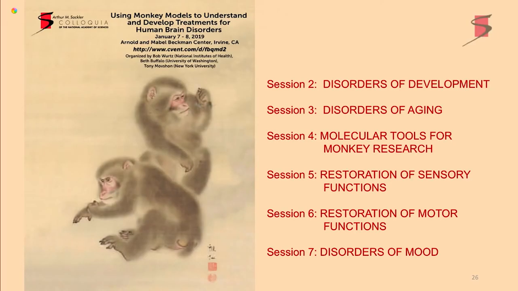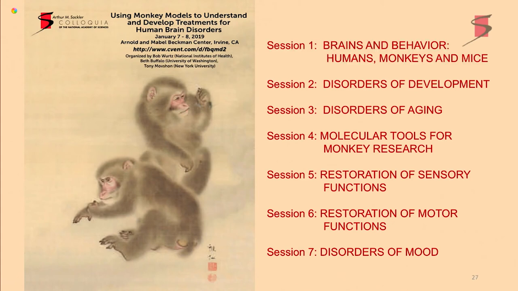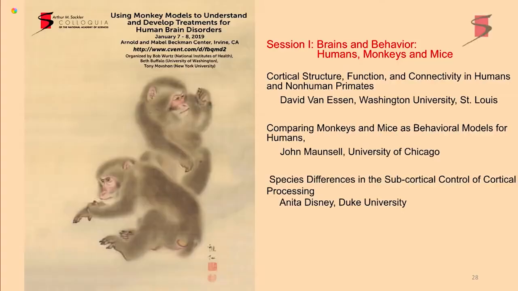So the second deviation is the first session this morning, Brains and Behavior: Humans, Monkeys, and Mice. We thought it would be useful to start off by documenting specific comparisons between humans, monkeys, and mice. The goal is to provide some evaluation of the extent of similarities and the differences across species. So we can now go on to the first session.